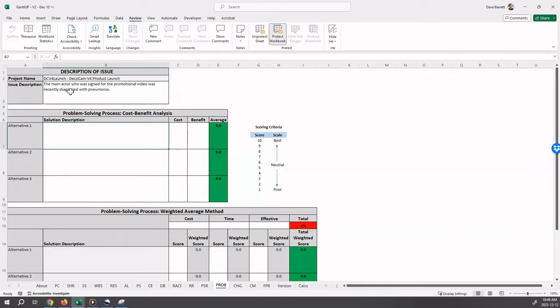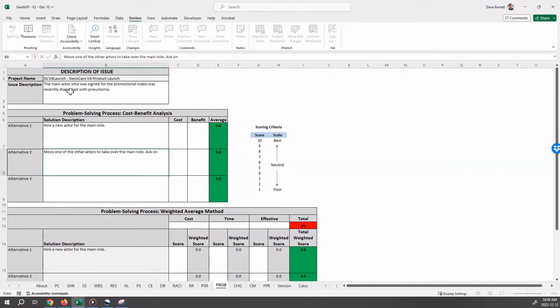Now, we're going to use two different problem-solving approaches, cost-benefit analysis and weighted average. First, for the cost-benefit analysis, let's enter first our three alternatives. We can hire a new actor for the main role, that is, replace the person who's sick, hire someone new. The second is, after thinking about it, move one of the other actors that have already been hired in the minor roles to take over the main role.